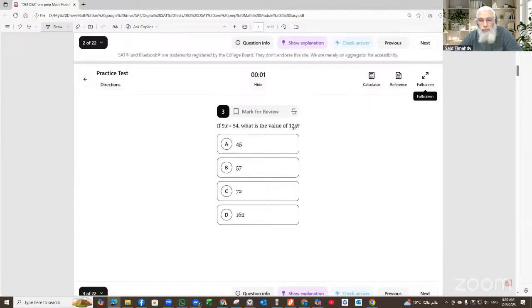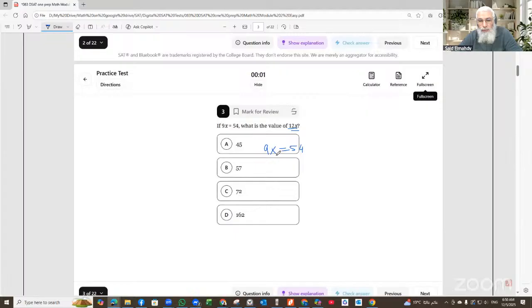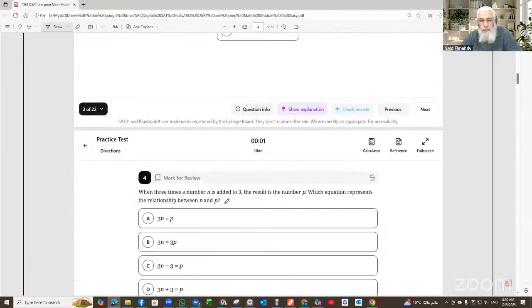9x equals 54. What is 12x? So 9x equals 54, divide by 9. X is equal to 6. We multiply by 12, so 12x is equal to 72.